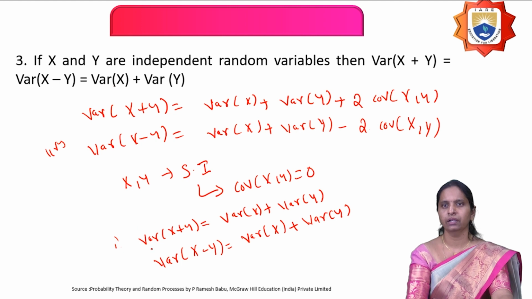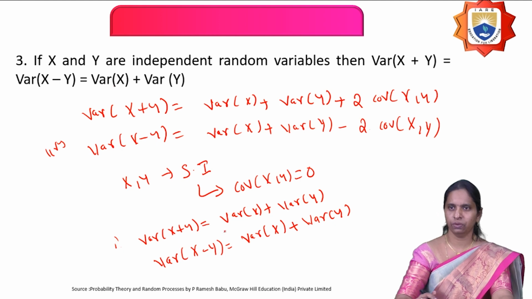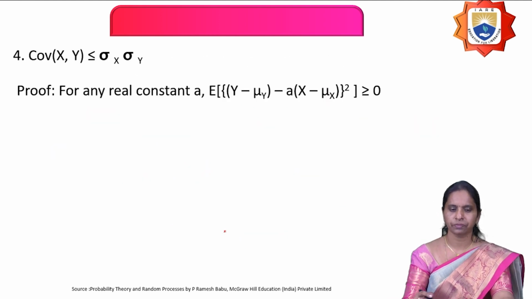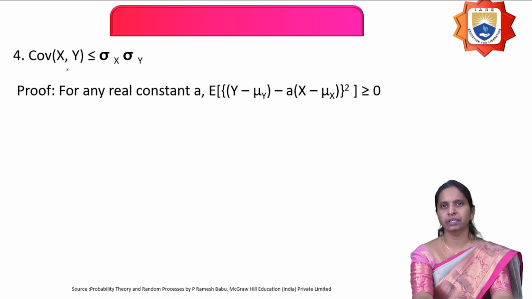That is nothing but the variance of the sum of two random variables is equal to the variance of the difference of two random variables. And what is the next property here? Covariance of x comma y is always less than or equal to sigma x into sigma y. What is sigma x? Standard deviation of the random variable x. And what is sigma y? Standard deviation of the random variable y.